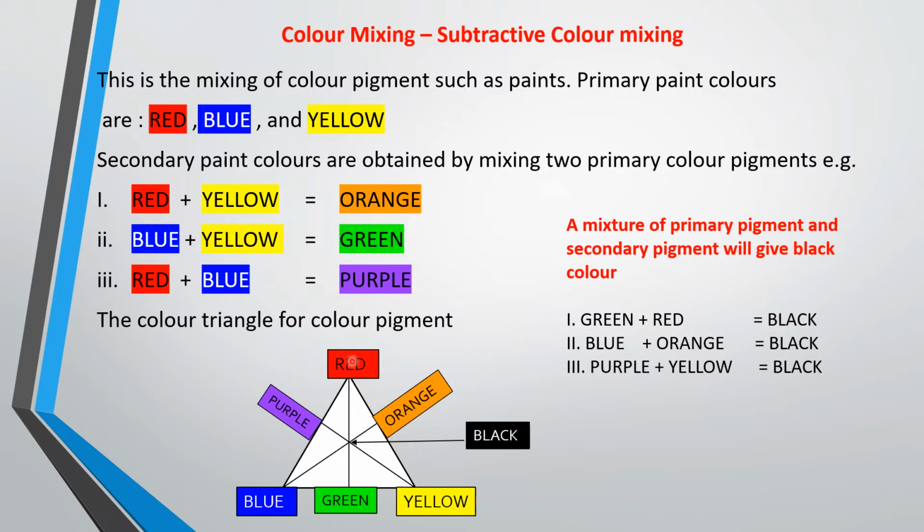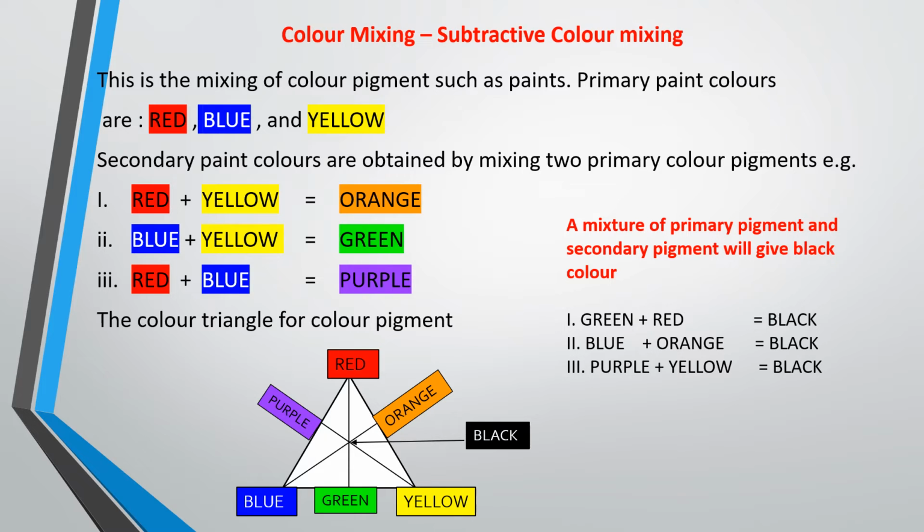Then if you combine red plus blue plus yellow, you have a black color. Then red plus green is black, blue plus orange is black, purple plus yellow is black. Okay, so these ones are also called complementary colors. This one that gives you black color, they are complementary colors. So this is your color triangle for paints.